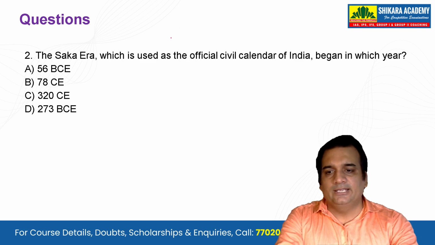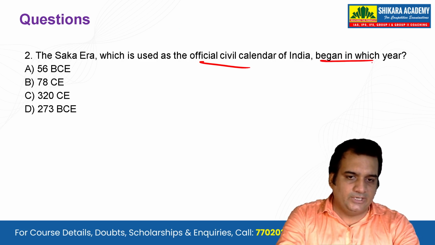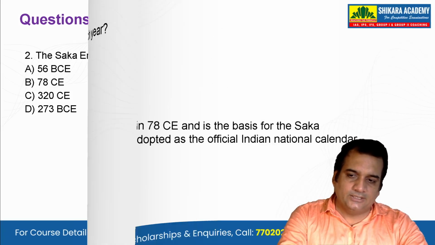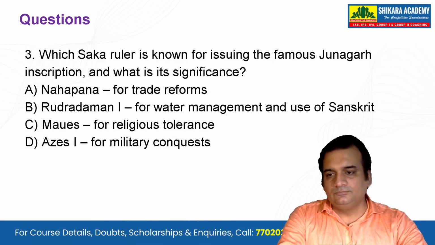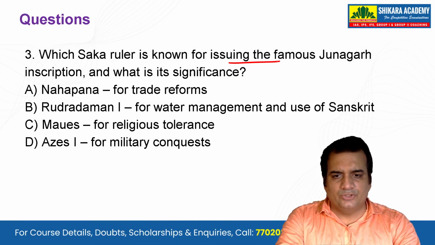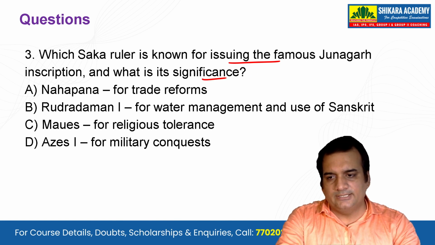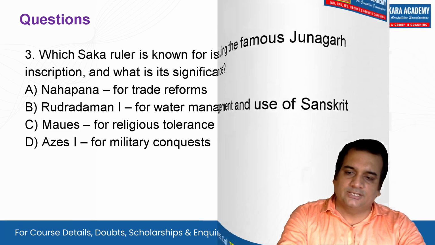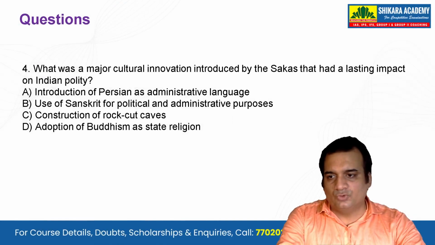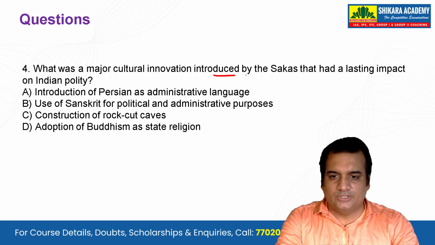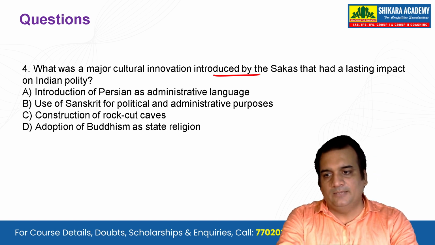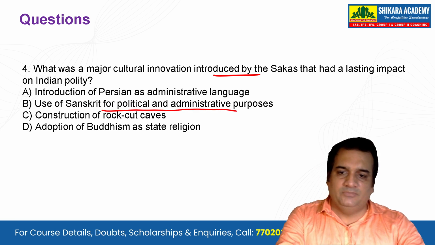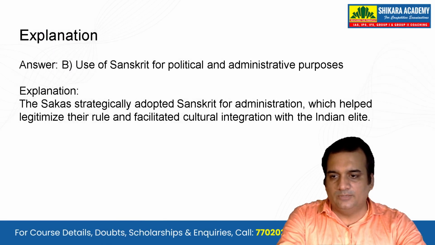Next question: the Saka era, which is used as the official civil calendar of India, began in which year? I said, you keep noted, 78 Common Era is the correct answer here. Which Saka ruler is known for issuing the famous Junagadh inscription, and what is its significance? Rudradaman I, for water management and use of Sanskrit. That is the correct answer. Next question: what was a major cultural innovation introduced by the Sakas that had a lasting impact on Indian polity? Use of Sanskrit for political and administrative purposes is something that was important here.